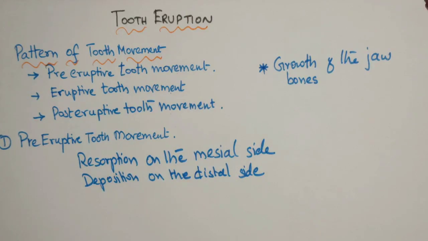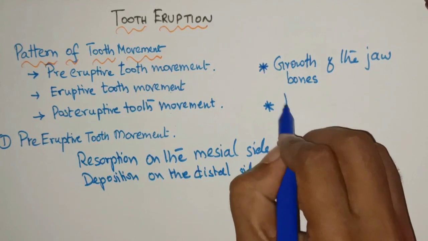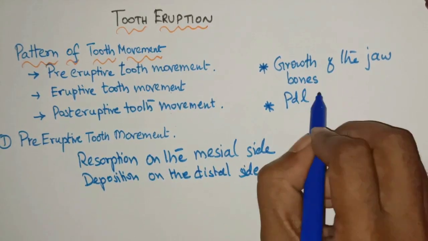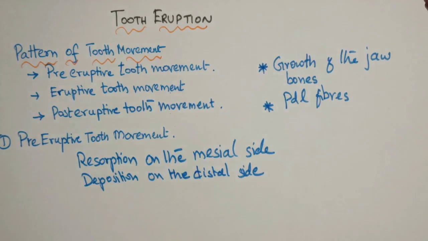As well as the function of the periodontal ligament fibers helps in movement of the tooth in its functional or occlusal plane.